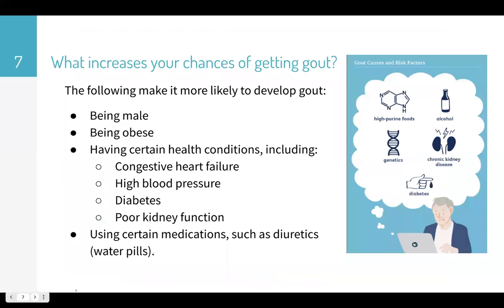So what exactly increases your chances of getting gout? There are several different risk factors that I'll be talking about. Some of them include being male, being overweight or obese, and having certain health conditions such as congestive heart failure, high blood pressure, diabetes, or poor kidney function. Lastly, using certain medications such as diuretics, or water pills, could also increase your chance of getting gout.